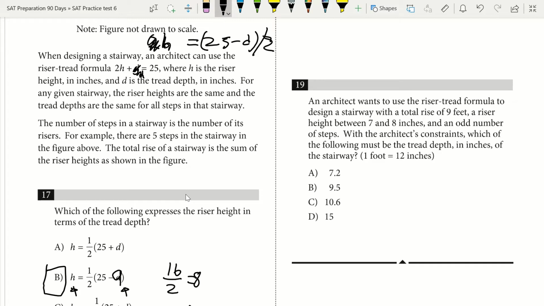So an architect wants to use the riser tread formula to design a stairway with a total rise of 9 feet, a riser height between 7 and 8 inches, and an odd number of steps. With the architect's constraints, which of the following must be the tread depth in inches of the stairway?